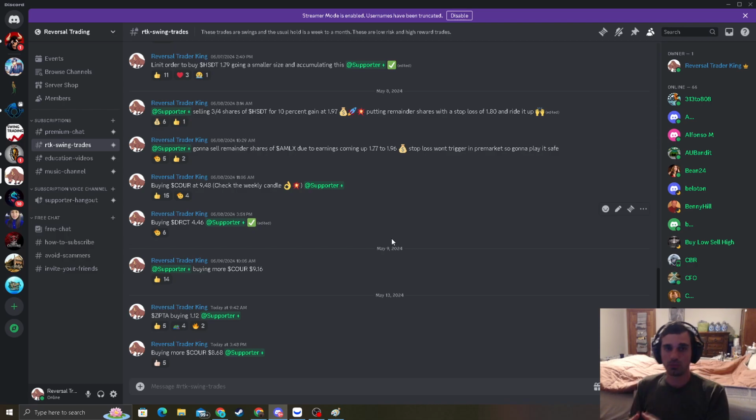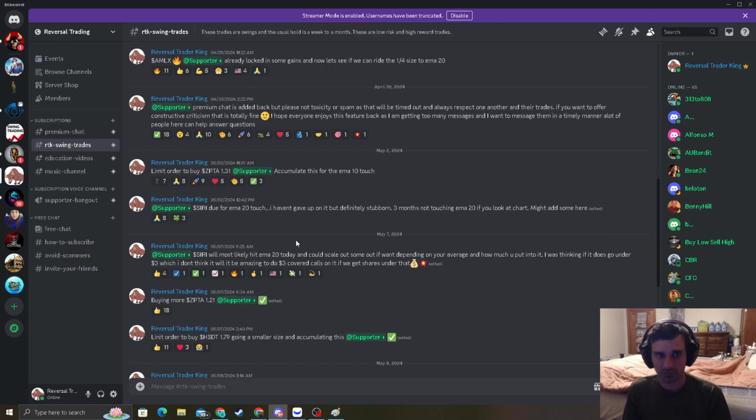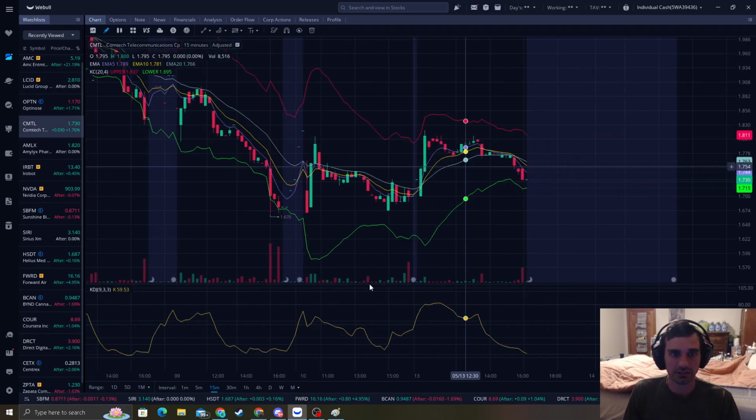But this is accumulation for bottom trend reversals. It's impossible to get to the exact bottom, but as you can see, I'm even going to tell you guys when I sell. I bought AMLX, I can say countless of times. AMLX at 1.77, I sold at 1.96. OPTN I sold it for 20% when it ran 50%. CMTL. It's just countless and countless and countless.